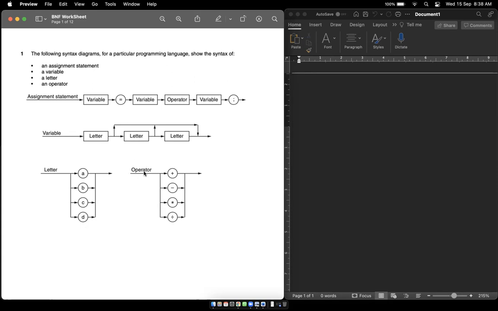Same thing goes with the operator. This particular language only considers plus, minus, multiply, and divide as valid operators. Anything apart from this will not be considered an operator. And according to my syntax diagram, if this language was ever designed and used, and I chose to write an operator other than these 4, or a letter other than these 4, it would generate a syntax error, because according to my programming language, there is no such thing as a letter other than these 4, and there are no such operators apart from these 4.